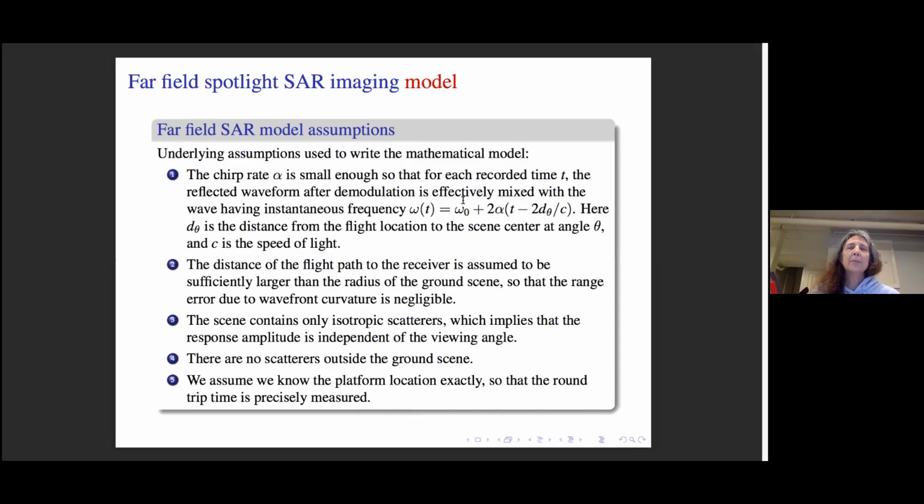So that's the problem. The model is slightly different, of course, and we have to make some assumptions to actually have a model that we can work with. So here are the underlying assumptions that people make about far field SAR, or spotlight SAR in particular. First is that the chirp rate has to be small enough, and that's so that we can do this demodulation in an effective way. This is what allows us to get an inverse problem that we can solve.